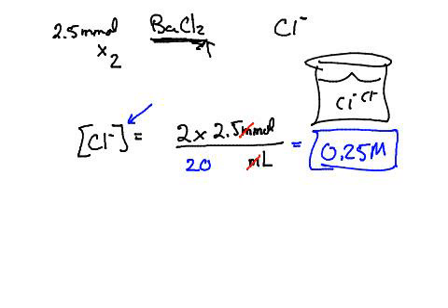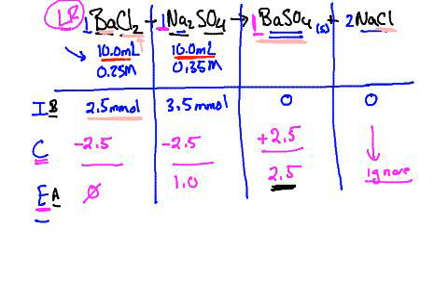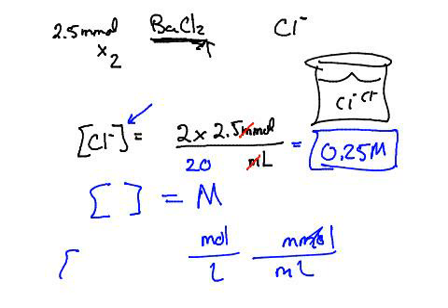Now notice I also use these brackets, and the brackets represent concentration in units of molarity, which of course is moles per liter, but also millimoles per milliliter. I did it too fast on my tablet. Okay. So we did the chloride, and now we want to do the barium. What is the concentration of the barium? It's 0. That's Ba2+, and there is none of that left over because it's all used up. It got all turned into barium sulfate.